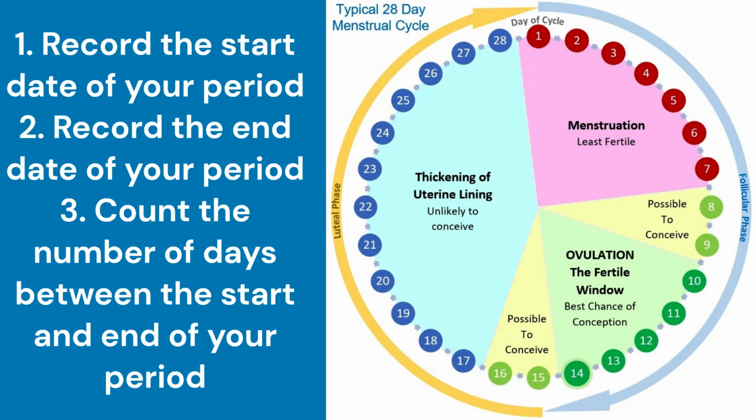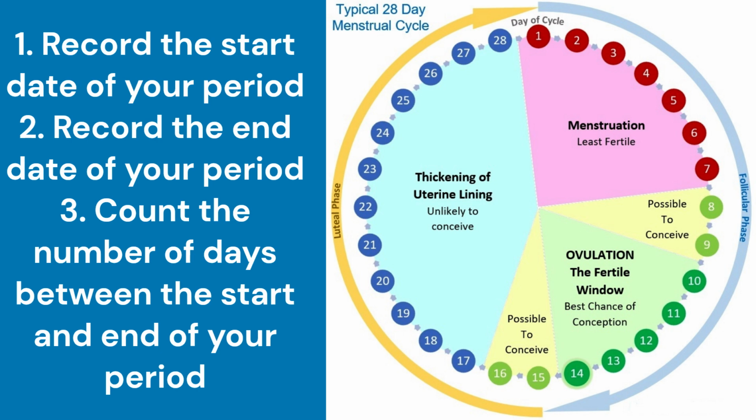1. Record the start date of your period. On the first day of your menstrual cycle, mark it on a calendar. 2. Record the end date of your period. Note the last day of your period. 3. Count the number of days between the start and end of your period. This will give you the length of your menstrual cycle for that month.